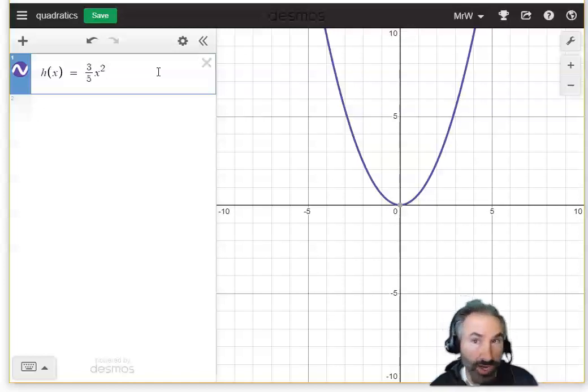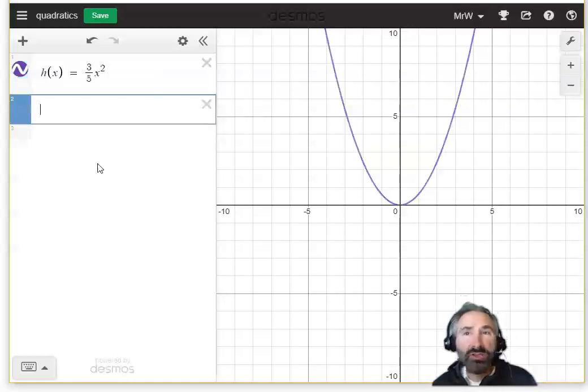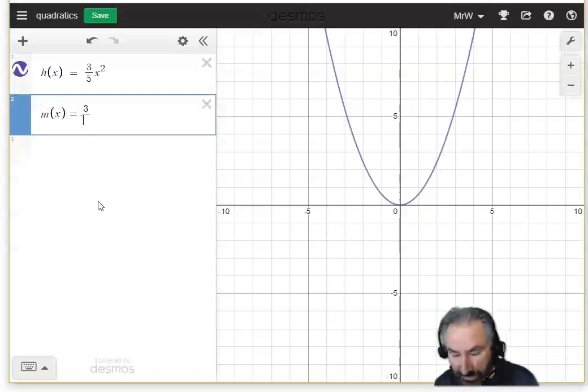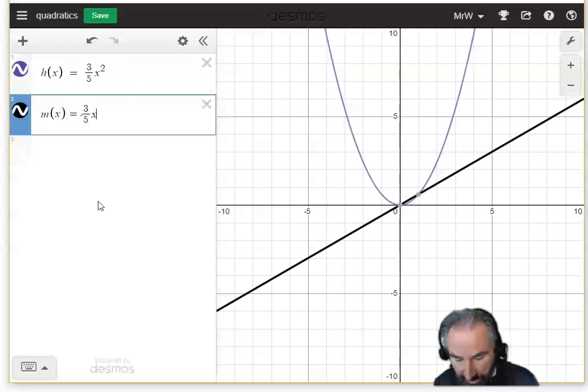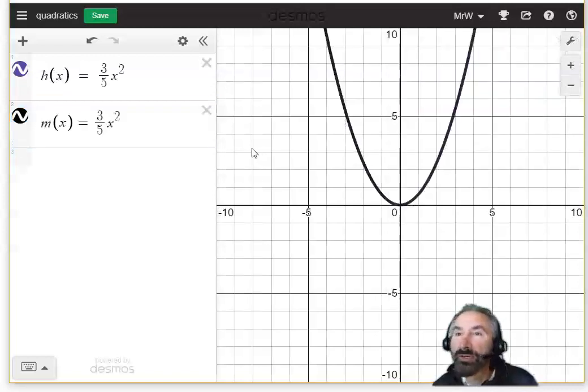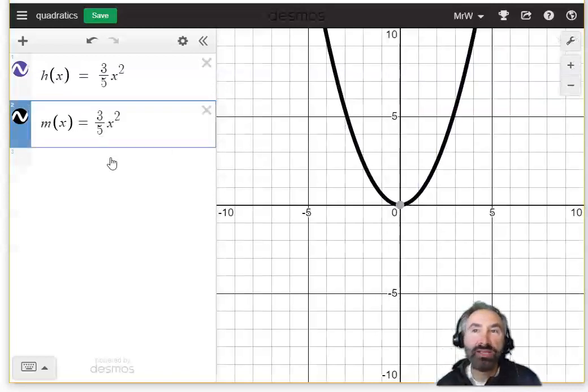h of x, or y, equals 3/5 x squared. Here's what the thing looks like. You should experiment around. I wonder what would happen if I made it like m of x, and did exactly the same thing, equals 3/5 x to the power of 2. Do I get exactly the same graph? I hope you're curious. Let's see here. What else? What about if I just made it y equals 3/5 x squared?